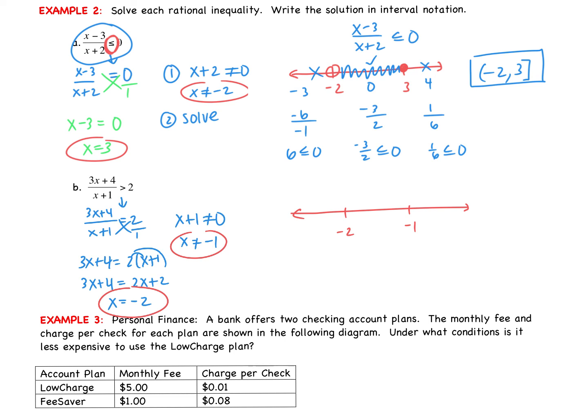Because x cannot be -1, at -1 we're going to have an open circle. And then we look at the inequality. The inequality does not have an equal sign, so at -2 we also have an open circle.